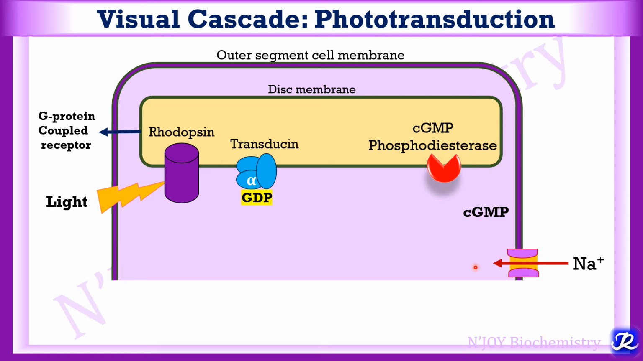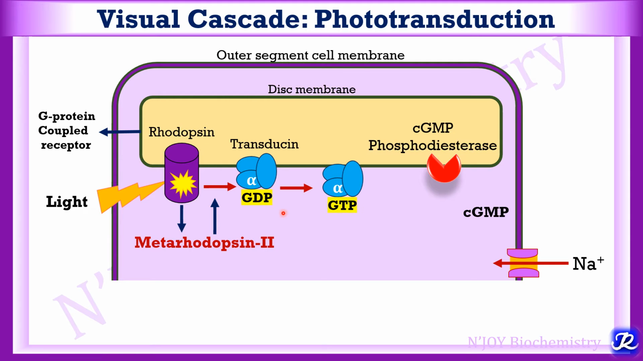But when light reaches the retina, it activates the rhodopsin. Then the rhodopsin is converted to meta-rhodopsin 2, which is activated rhodopsin. This meta-rhodopsin 2 then activates the G protein, that is transducin, and GDP is replaced by GTP. So now it becomes activated, and in the activated form of this transducin, there is release of the alpha subunit associated with GTP from the rest of the beta and gamma subunits.